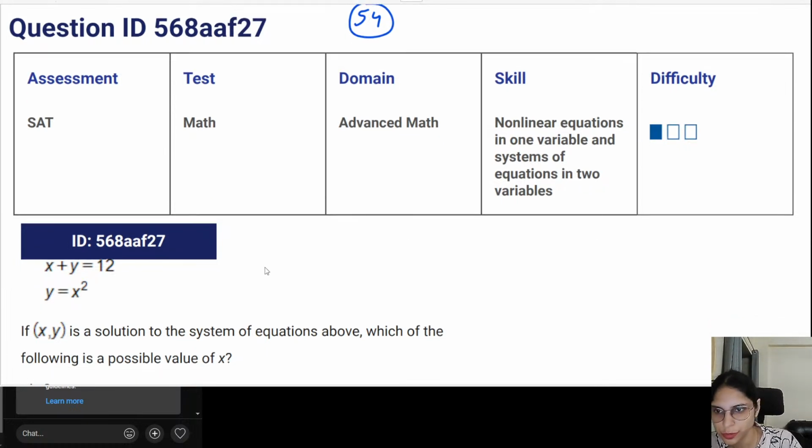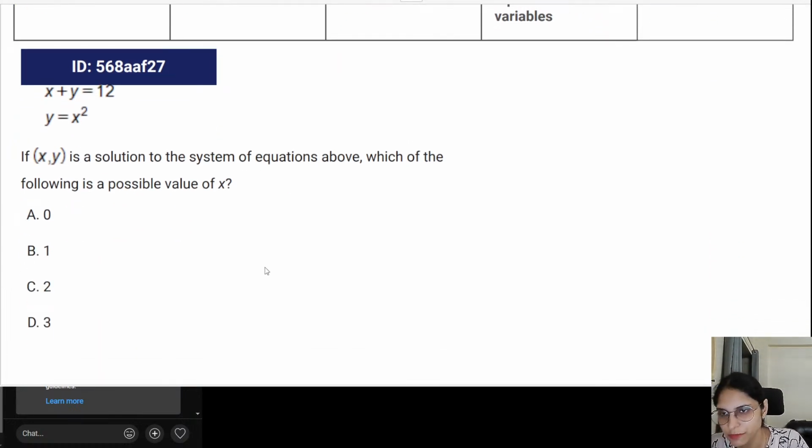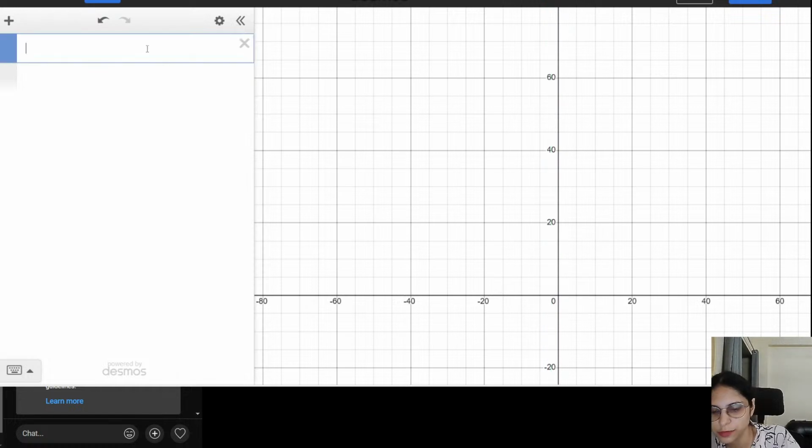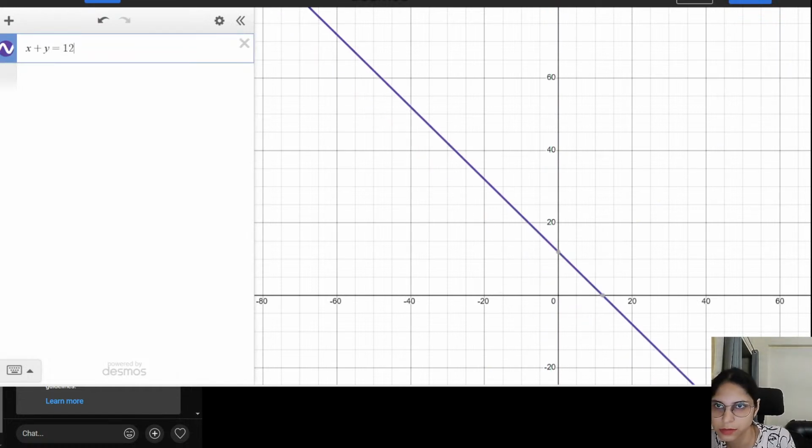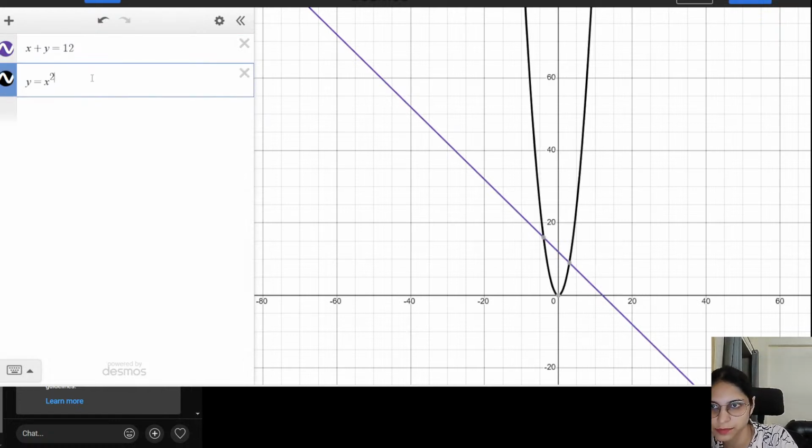So question number 54. X plus y is equal to 12, y is equal to x squared. So x plus x squared equals 12. Again, if you don't want to solve it, you can just write x plus y equals 12. Y is equal to x squared. These are the points of intersection: negative 4, comma 16, and 3, comma 9.